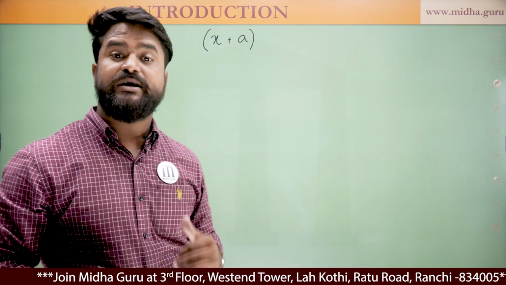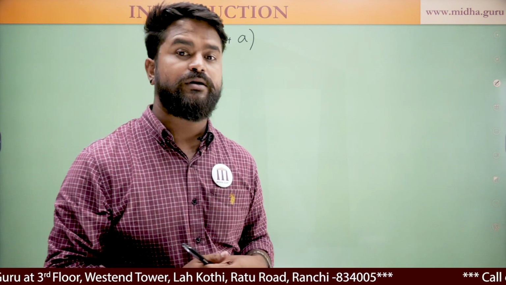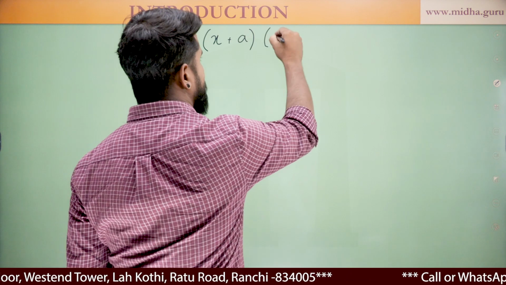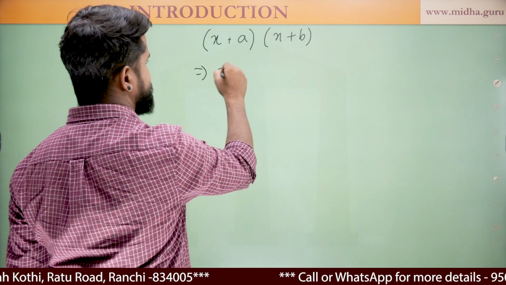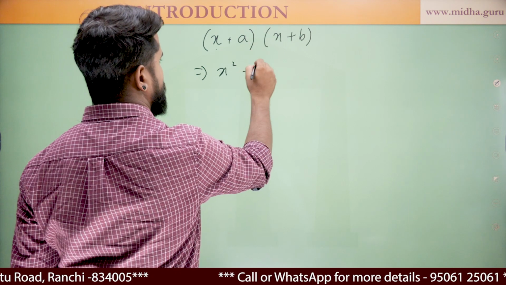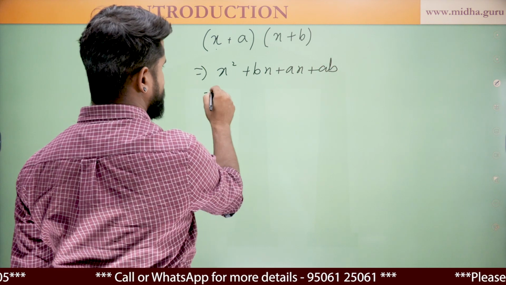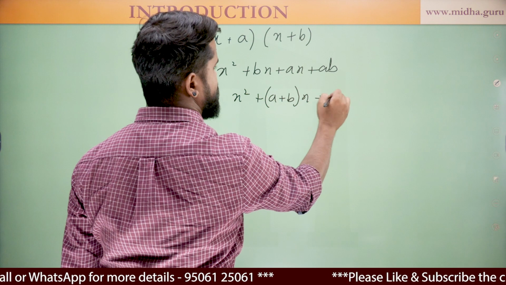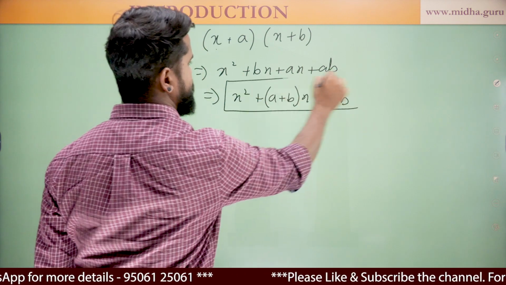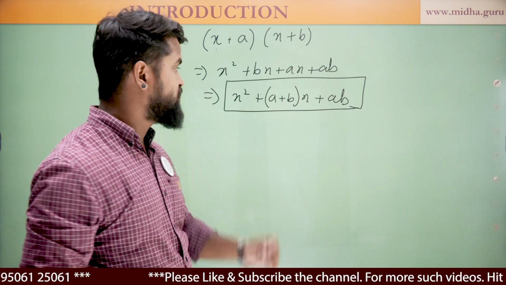Now I tell you that if we multiply two linear binomials together, we get what we call a quadratic polynomial. Let us say I multiply x plus a into x plus b. I'll get x squared plus bx plus ax plus ab, which can be written as x square plus (a plus b) times x plus a times b. So now you see this is a polynomial in which the highest power of the variable is 2.